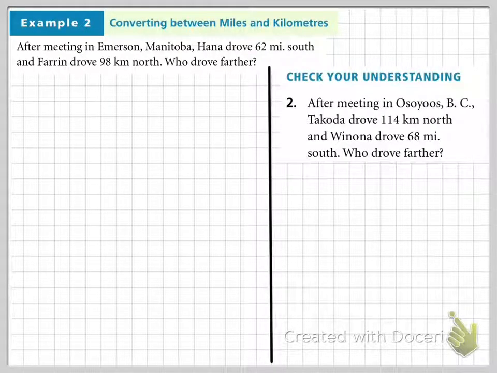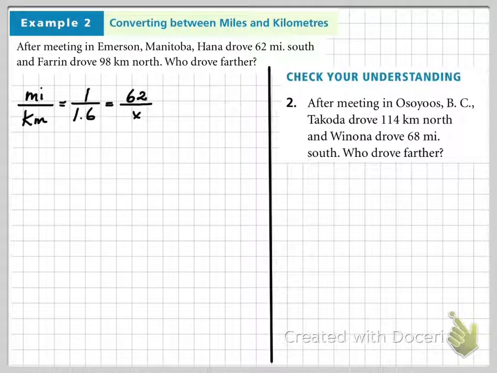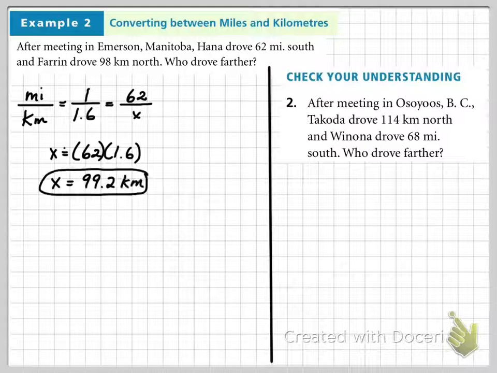Okay, in example 2, converting between miles and kilometers again. After meeting in Emerson, Manitoba, Hannah drove 62 miles south and Farron drove 98 kilometers north. Who drove farther? So again, miles to kilometers, we did that on the first page, 1 mile is 1.6 kilometers, and if we have 62 miles on the top, x will go on the bottom. Cross multiplying, 1 times x is x equals, the other way is 62 times 1.6. When you multiply that, you get 99.2 kilometers. So we can say that Hannah must have driven further.